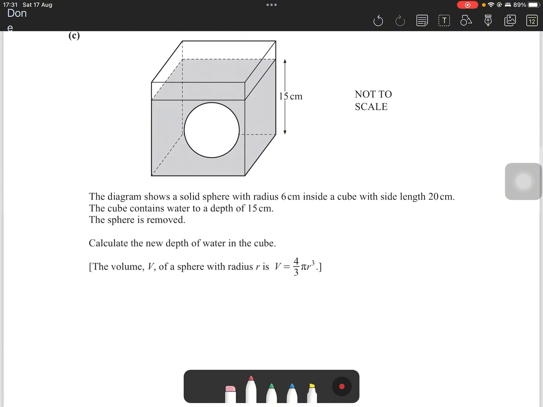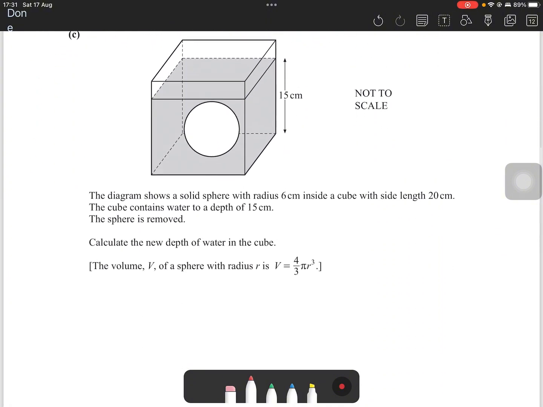C. The diagram shows a solid sphere with radius 6 centimeters inside a cube with side length 20 centimeters. The cube contains water to a depth of 15 centimeters. The sphere is removed. Calculate the new depth of the water in the cube, knowing that the volume of the sphere is 4/3 pi r cubed.